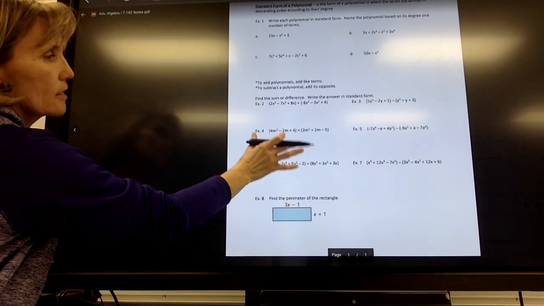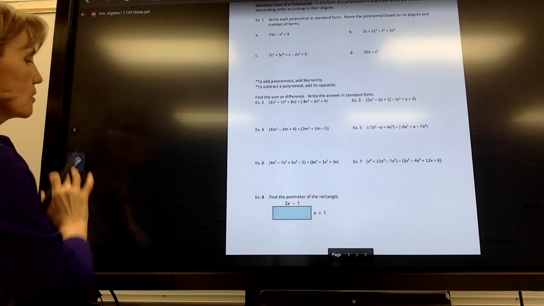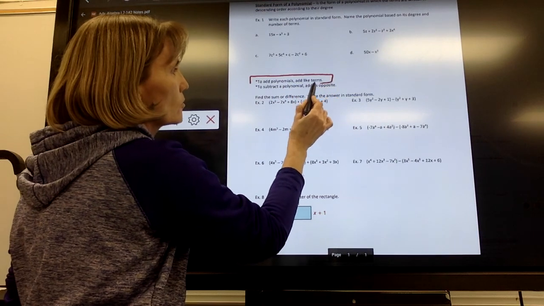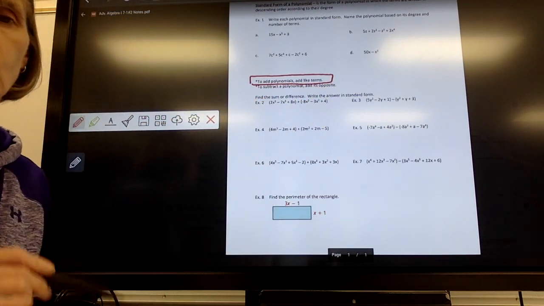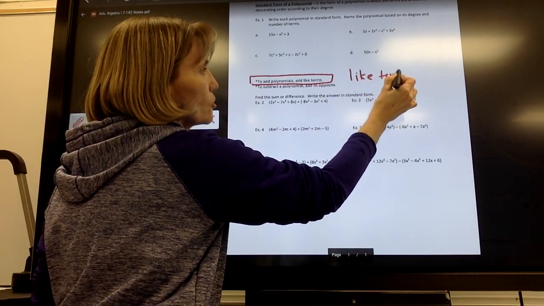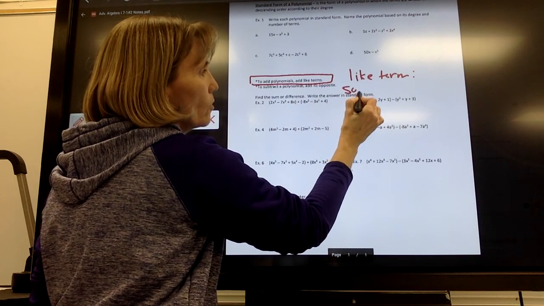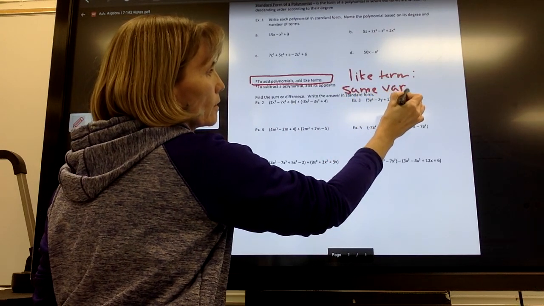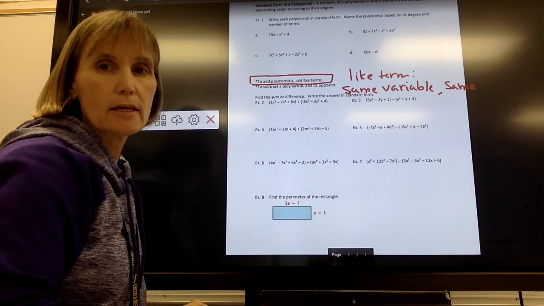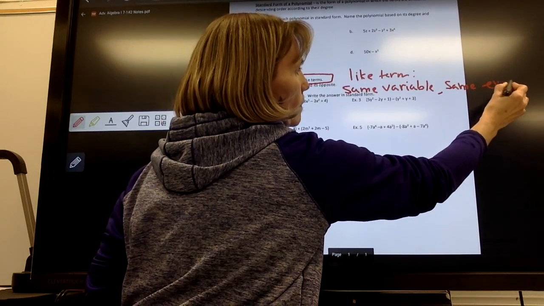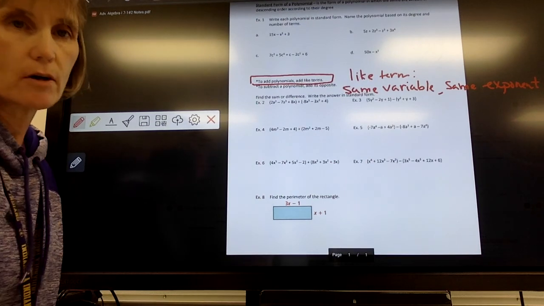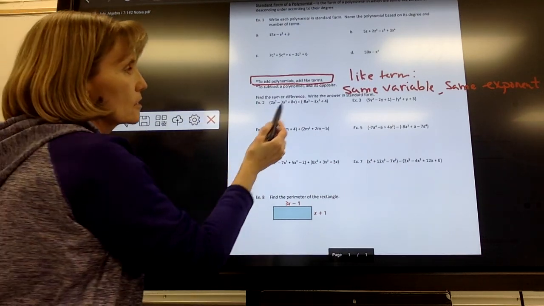I do want to look at this section here where we're adding and subtracting. That's where I want to spend my time. It says to add or subtract polynomials. To add polynomials, we have to add only like terms. A like term means that we have the same variable and the same exponent. For 2 terms to be added together or subtracted, they have to have the same variable raised to the same exponent.